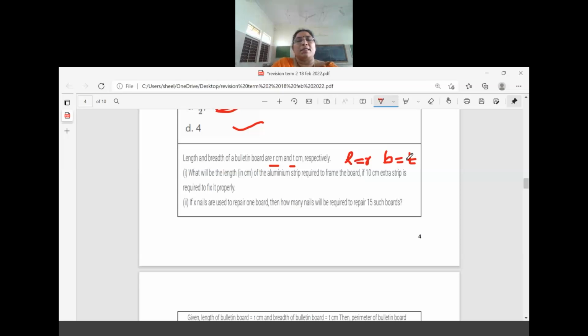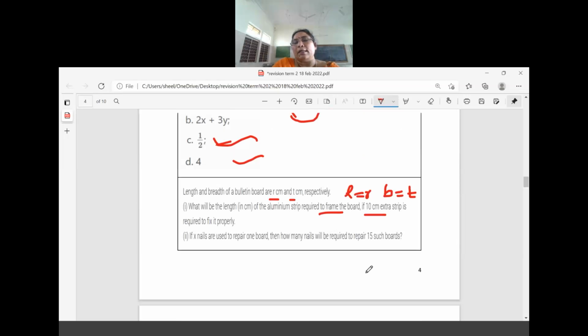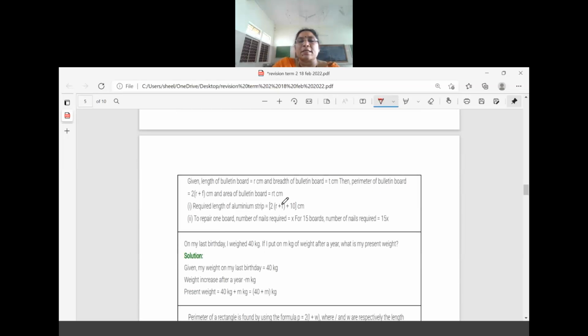Okay. Next, what will be the length of the aluminium strip required to frame the board? Frame the board means it will be the perimeter only, and in addition to the perimeter, 10 centimeter extra strip is required. How to write this in algebraic form? What will be the length of the aluminium strip? So we should go for 2 into L plus B. L is replaced with R and B is replaced with T only actually. So here it is T only, 2 into R plus T.